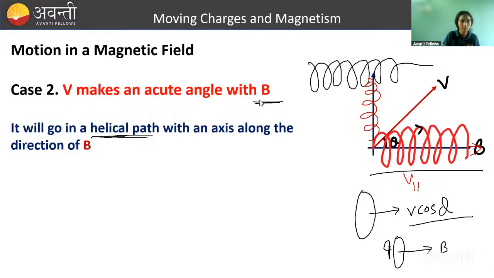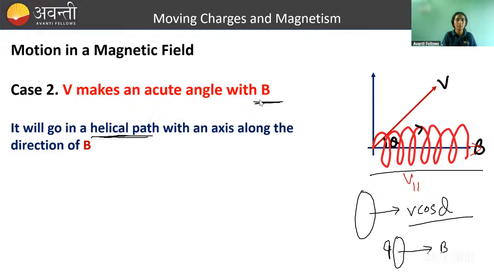Everybody understood this helical trajectory? If yes, then let me know. If not, then also let me know. Yes, your doubts will be appreciated, don't worry. And if you have understood, then also let me know. समझ गए? वेरी गुड, थैंक यू सो मच.